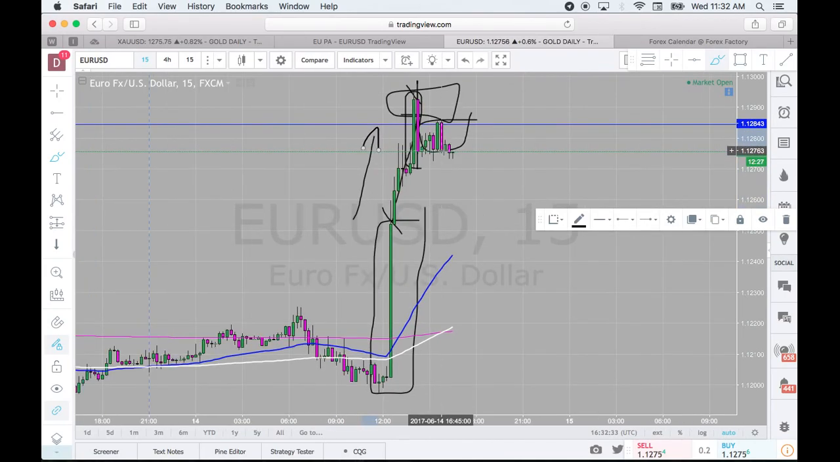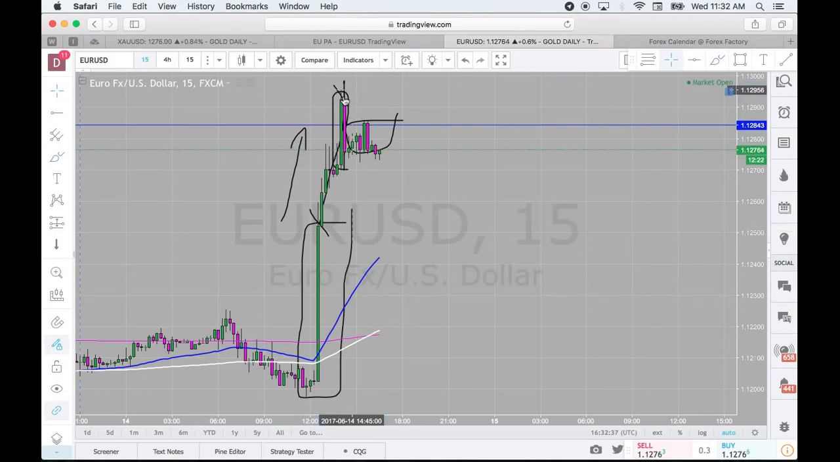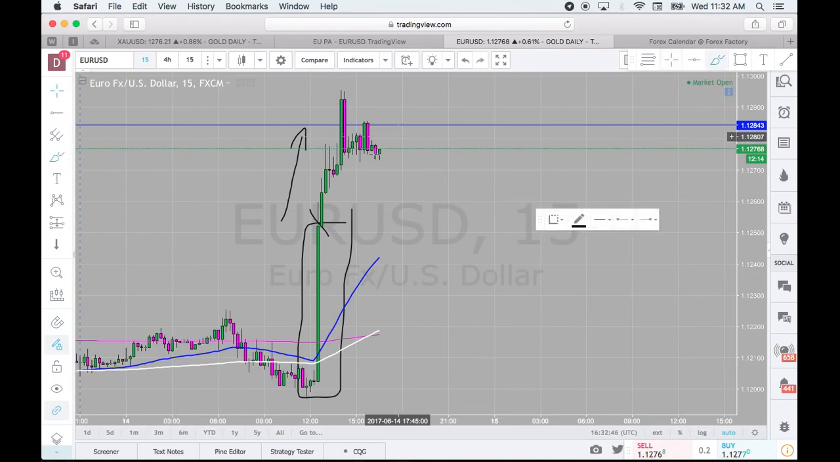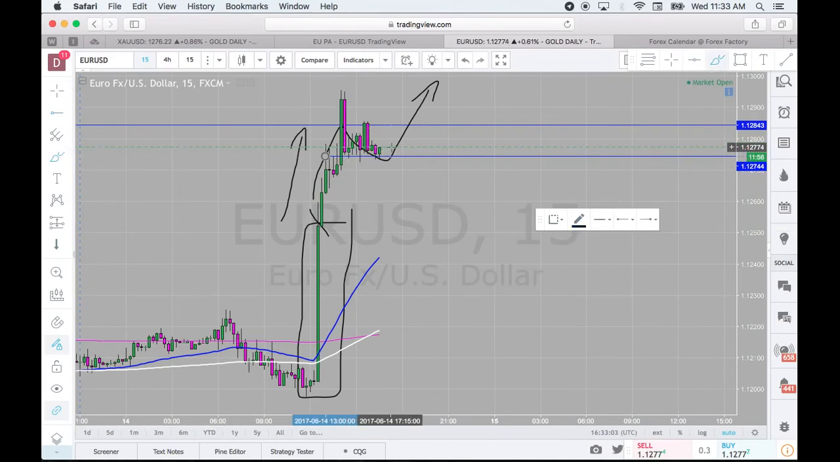So, what do they think is going to happen? I am guessing that they are thinking that something like this will happen. A continuation to the upside. And they have their precious support and resistance graphed out right here. And they're buying like crazy in this range.